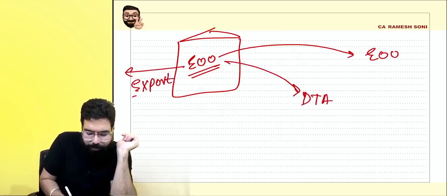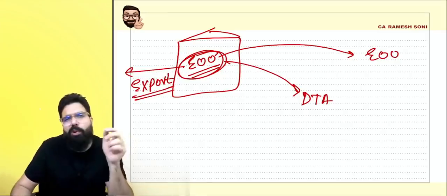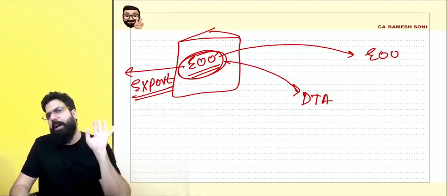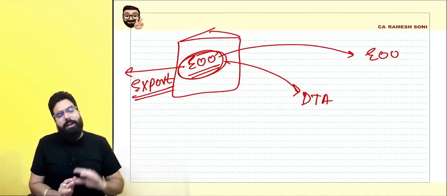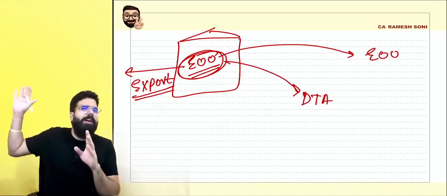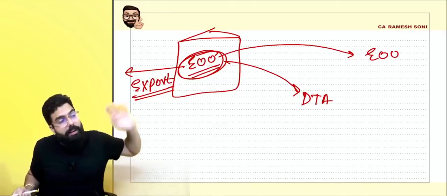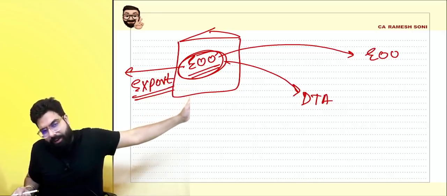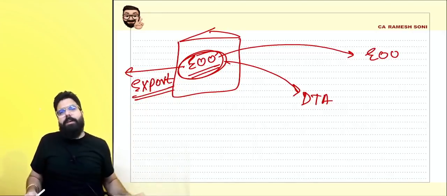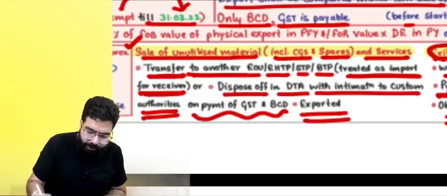Always remember, these three things can be done by them: EOU, ESTP, etc. If they have some extra raw material, they can clear in the domestic tariff area, send it outside India, or clear it to another EOU, ESTP. Okay, sir, point is clear.